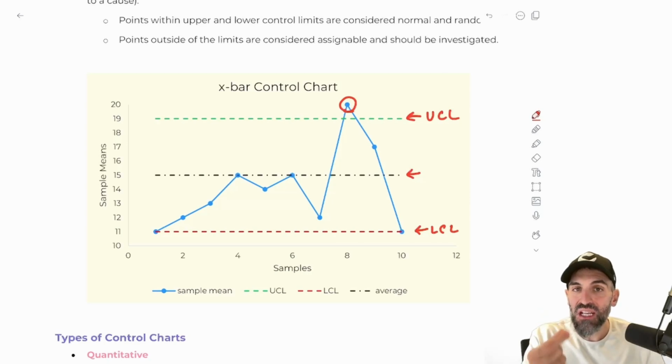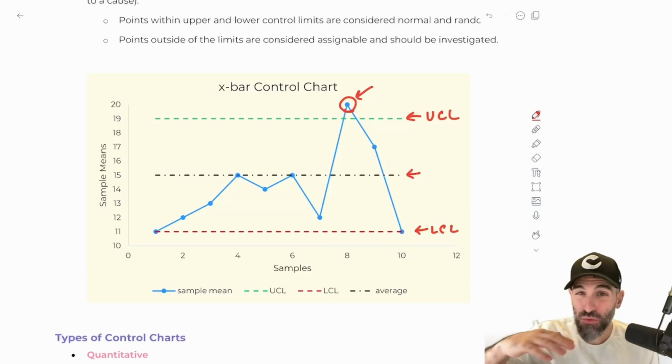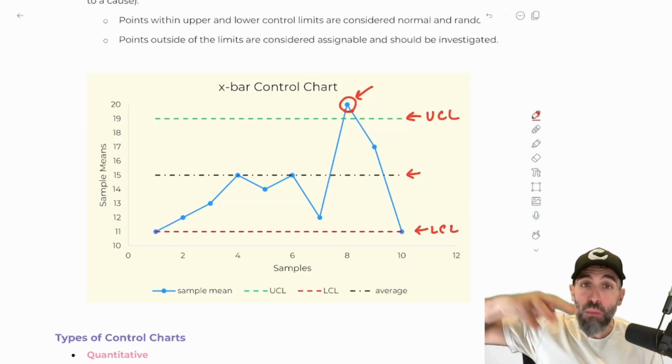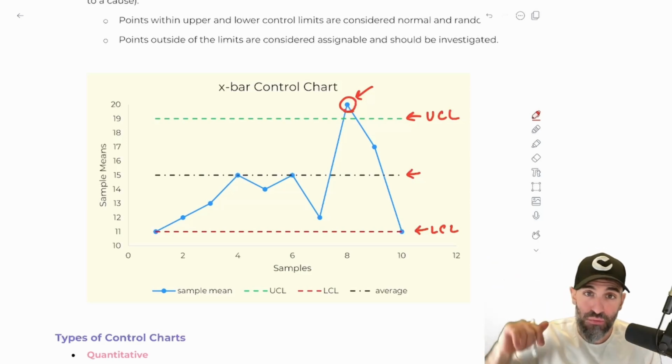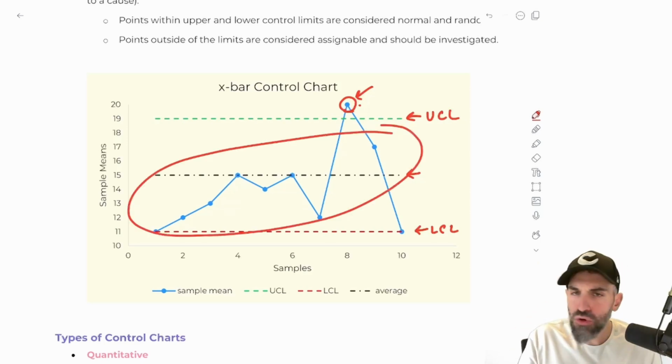Now that kind of assignable variation, we need to investigate, because it could be good or bad. Like if you have a point like this that went outside of the upper control limit, which means it took you so much longer that it was outside the range of what's normal, we could say there's a reason for that to have happened. Everything in here is random, no reason, and that's fine. But there's a reason that happened.